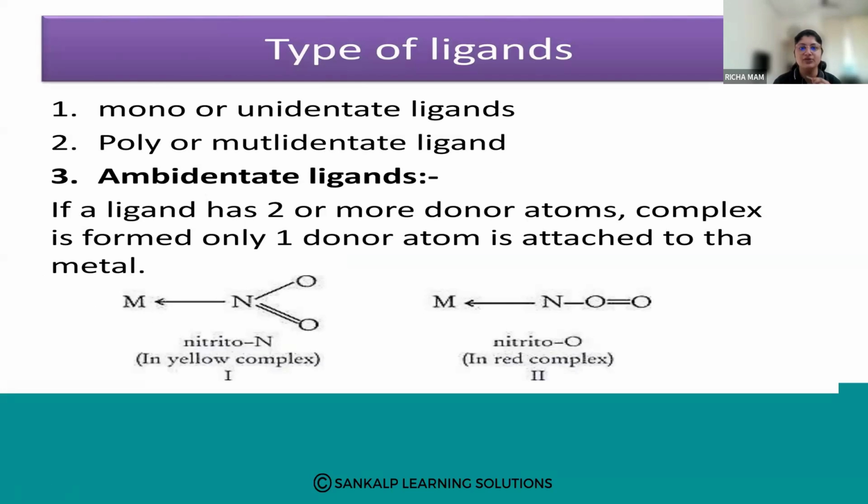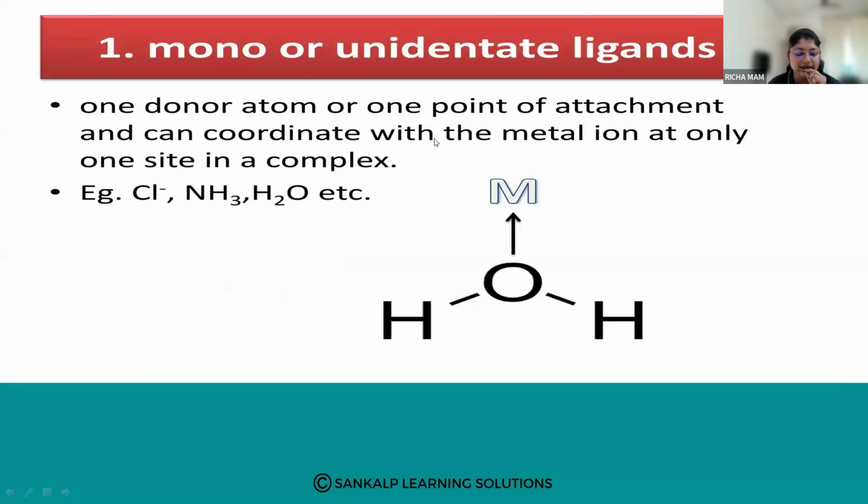So let me give you the definition of mono again. A mono or unidentate ligand is a ligand which is bound to a metal ion through only a single donor atom. If only one donor atom is there, then such a ligand is called monodentate or unidentate.